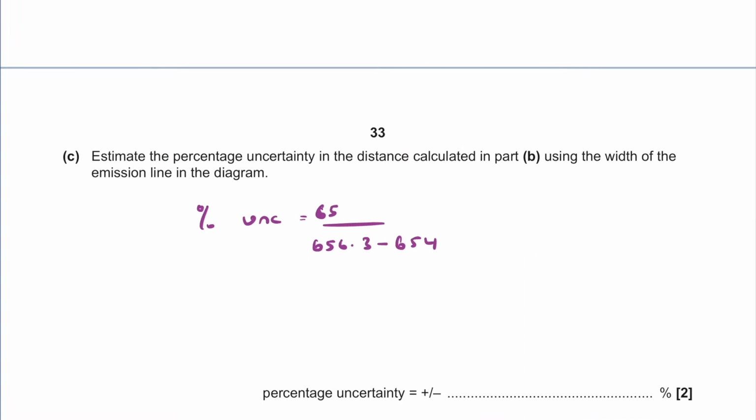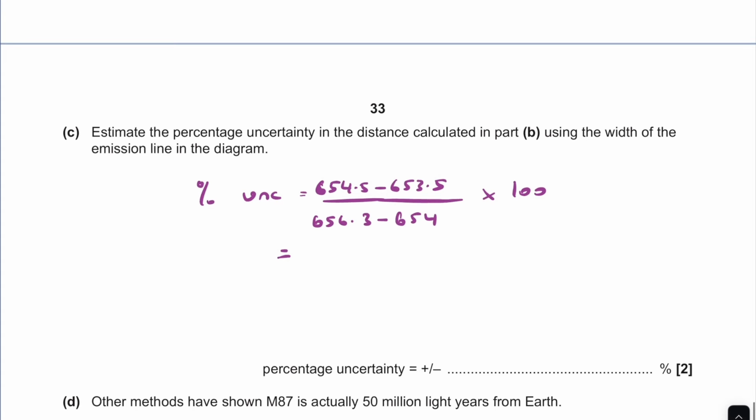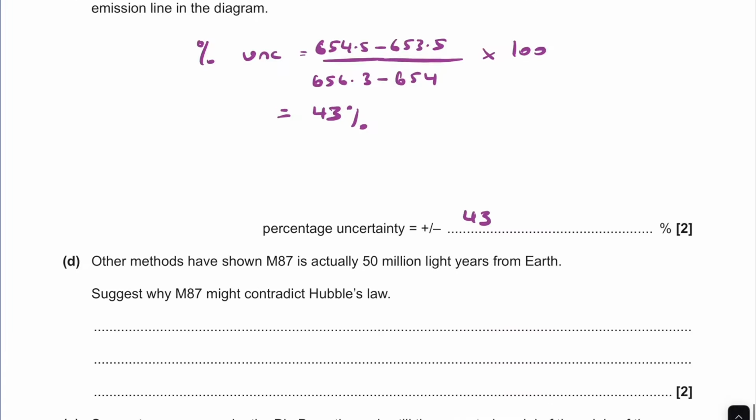So 654.5 minus 653.5 and times that by 100. That gives me a value of 43%. According to the mark scheme, anything between 17 to 52% is allowed. Here's my range. Okay, so part D.